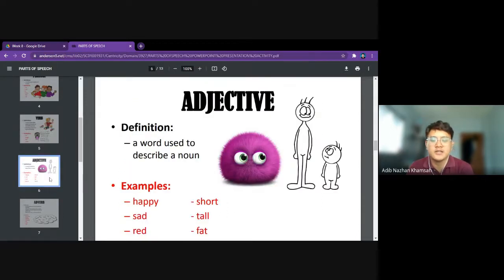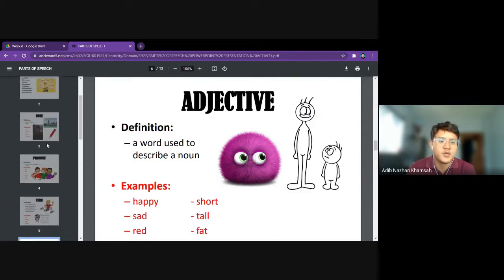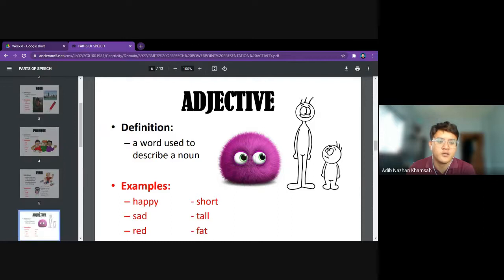Next, adjective. What does adjective mean? Apa dia adjective ni? So how many parts of speech have we covered so far? 1, 2, 3, 4. Adjective is the fourth part of speech. What is an adjective, class? It's a word used to describe a noun. Perkataan digunakan untuk menunjukkan sifat sesuatu kata nama itu.